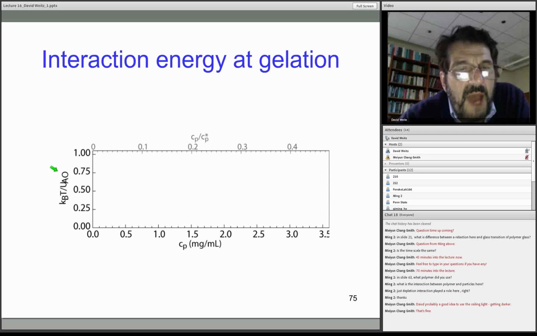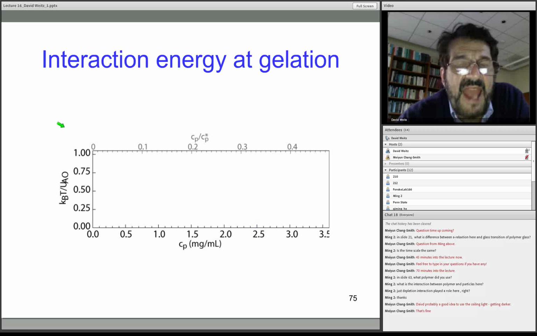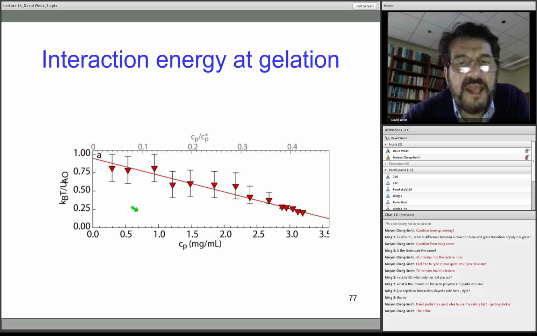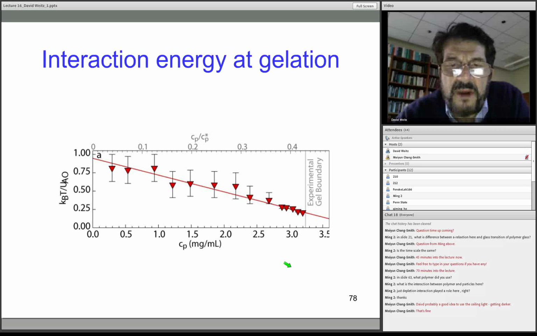And so now what we can do is plot, as a function of concentration of polymer, the actual energy of interaction. And here we're plotting the inverse of the energy of the interaction. And you see that it's basically linear. I can draw a line through that. And what you can do is compare this with calculations for where you get the gel, experimentally. This is the value of the gel, where very precisely we can measure that at this value you get the gel.